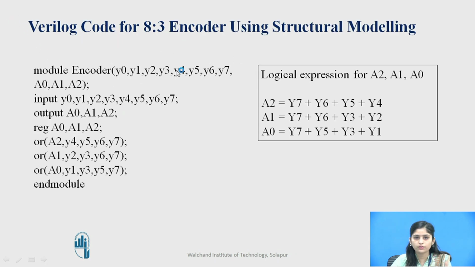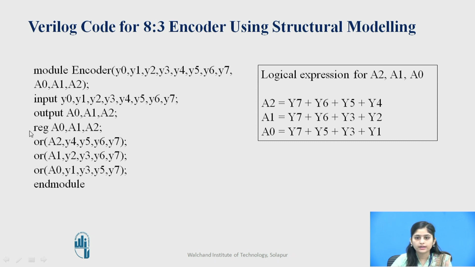So this is the Verilog code for the 8:3 encoder using structural modeling. We have to use this logical expression for A2, A1 and A0 in our internal logic. With the help of that, we have to design our Verilog code. So the first step is module declaration. So I write here module encoder, and then we have to write down our input and output ports. So input ports are Y0, Y1, Y2, Y3, Y4, Y5, Y6 and Y7. Now we have to declare our output ports, that is A0, A1 and A2.